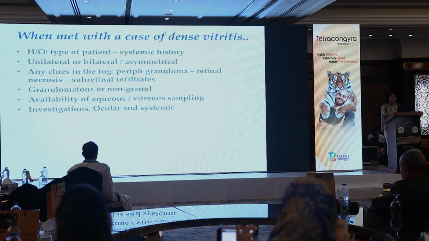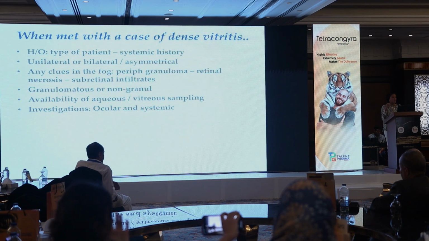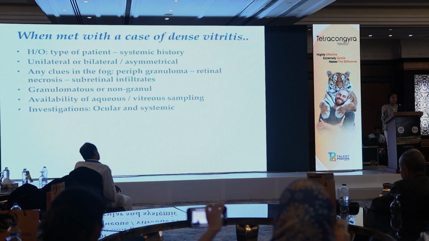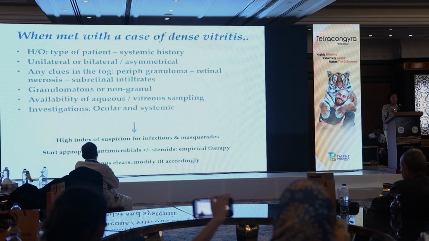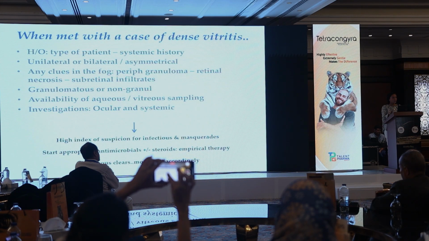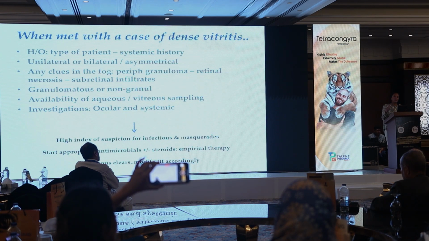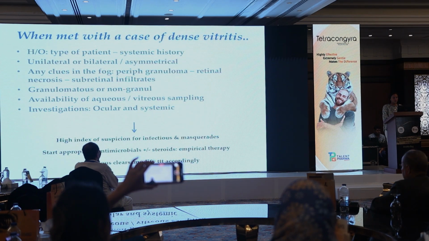First of all, it depends on the type of patient and systemic history. Is it unilateral or bilateral? Is it asymmetrical? Any clues in the FFA? Peripheral granuloma, retinal necrosis, subretinal infiltrates. Is it granulomatous or non-granulomatous? And this is my main clue. Always use the availability of aqueous or vitreous sampling and use the investigations, ocular and systemic. Always keep a very high index of suspicion for infectious causes and vasculitis. Start the appropriate antimicrobials and steroids as empirical therapy. And as the vitreous clears, you can modify your treatment accordingly, but do not harm the patient.